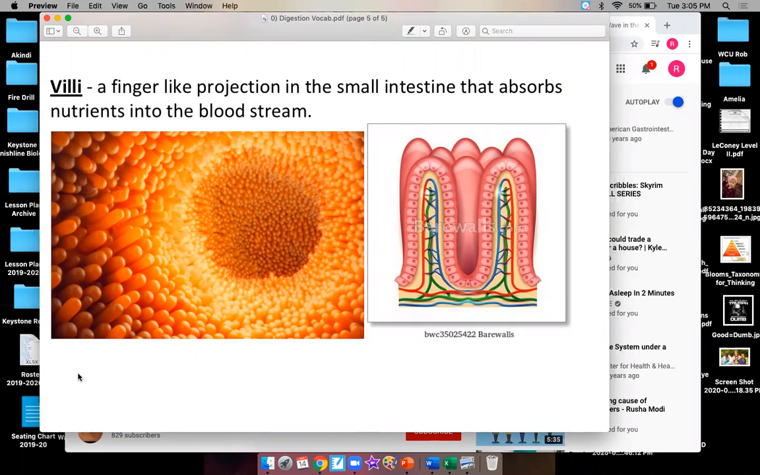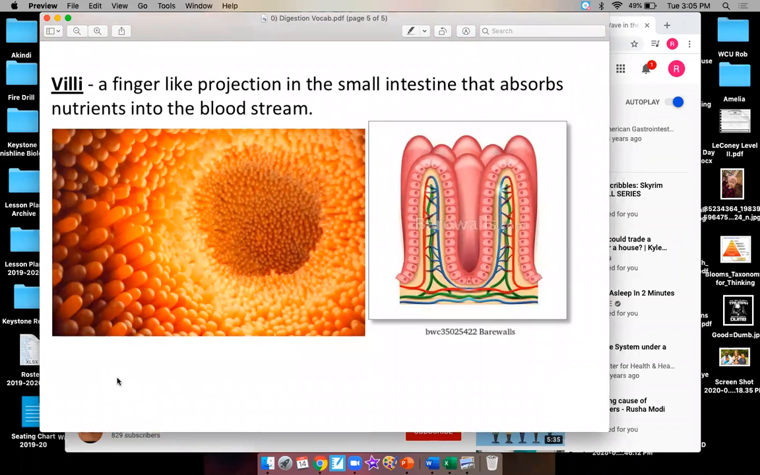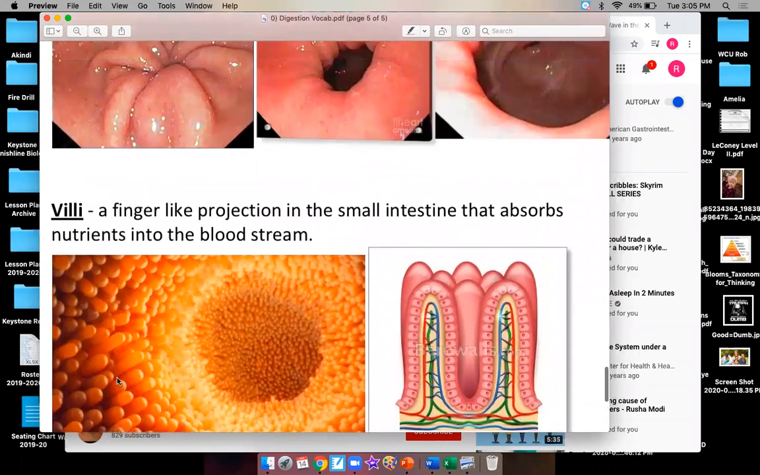All right, villi, finger-like projections in the small intestine. In that last picture, I said you actually saw into the small intestine. And you know what? I lied. I'm going back to that real picture. So, suck it up, buttercup. Here we go.